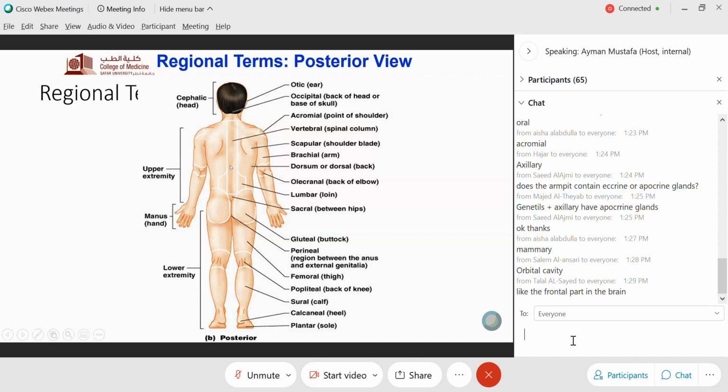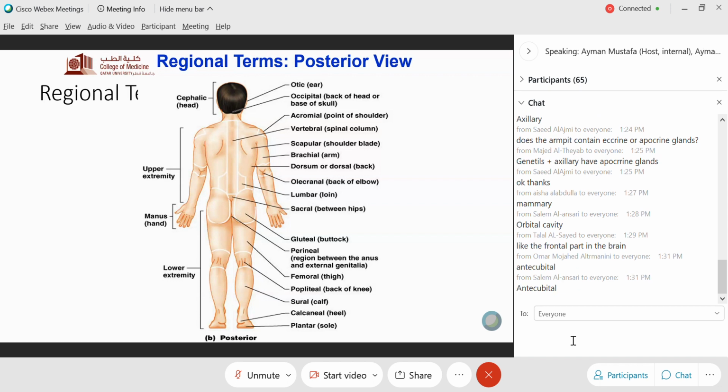Your vertebral column or the spine, we call it vertebral. This area is where your scapula, the shoulder blade, is located. We call this area the scapular. Brachial is the same, both anterior and posterior. The back of the elbow is called olecranal. What about the anterior of the elbow? What do we call it? We've just passed through that. Antecubital, thank you. So antecubital.